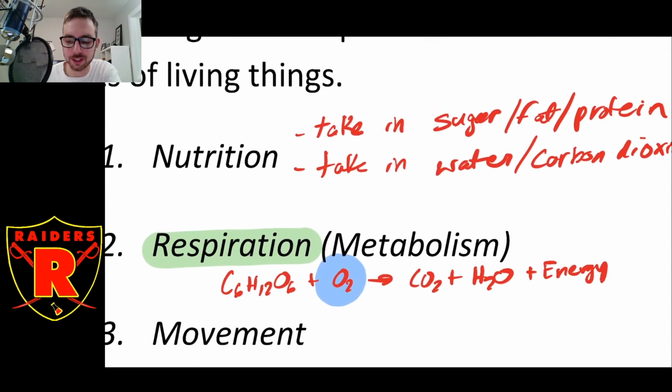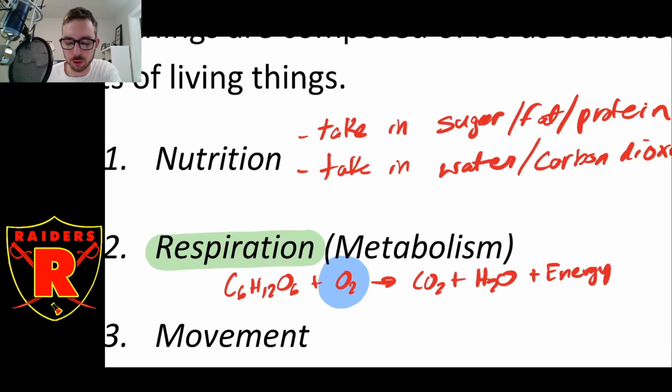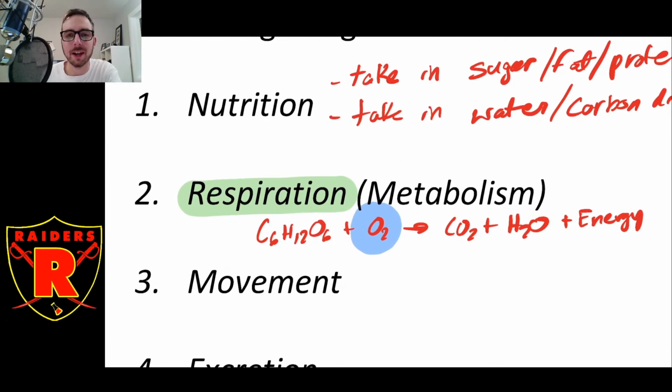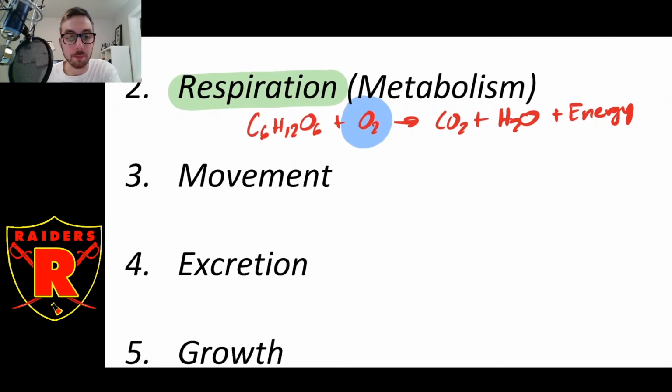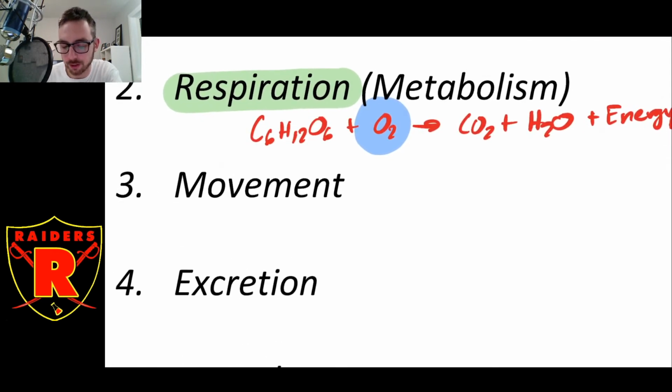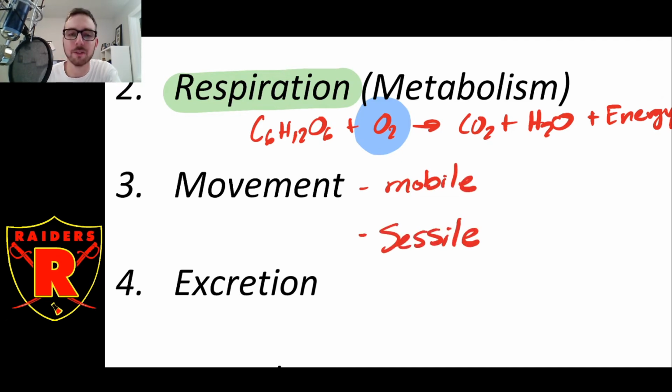So we've got nutrition. They take in something for their nutritional requirements. They do a chemical reaction to gain energy. They move. So this doesn't have to be the fact that they go from one place to another. So if we say that they're mobile if they go from one place to another, but they can also be sessile. So sessile means that they don't physically go from one location to another like a plant.